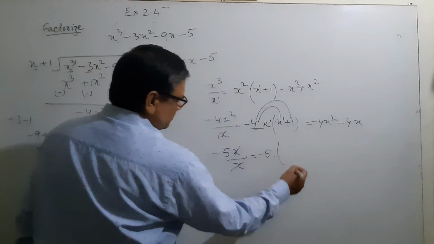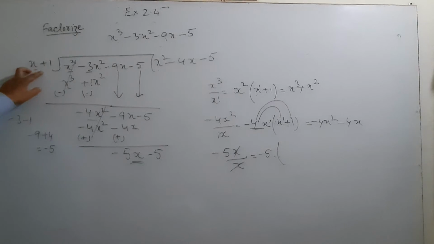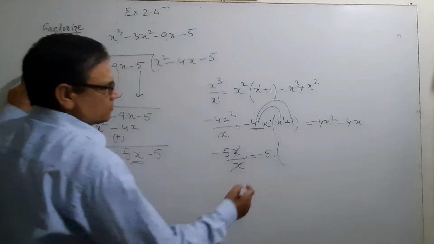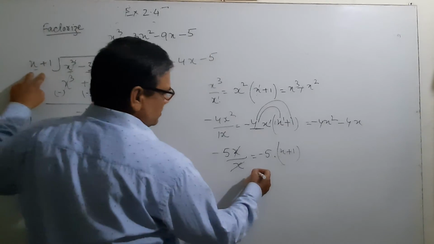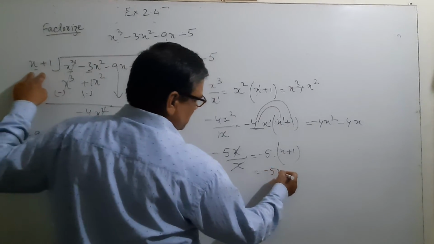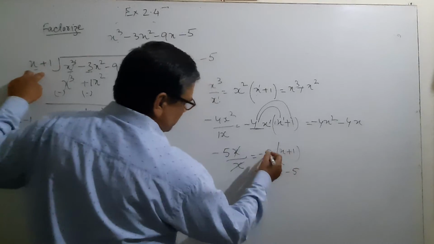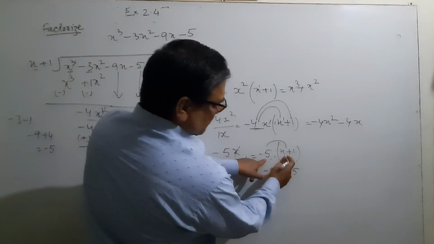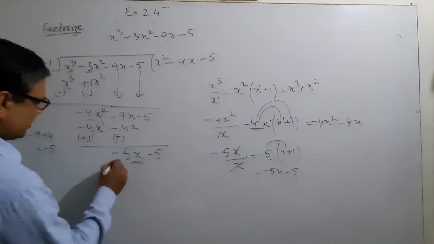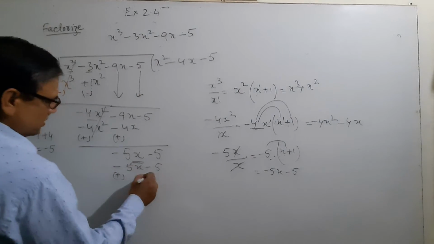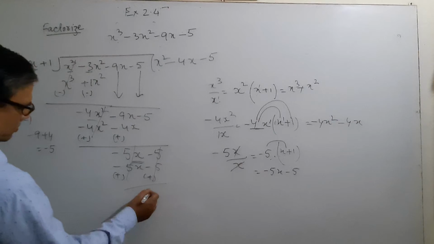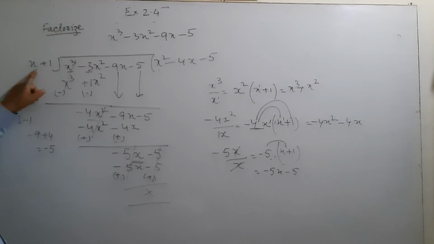And now put bracket. This minus 5 multiplies to x plus 1. And now open the bracket. What is your answer? Minus 5x and minus 5. This multiplied to this. Minus 5x minus 5. And we have to write here minus 5x minus 5. Plus and plus. Both will cut, 0. It means x plus 1 is a factor of this.